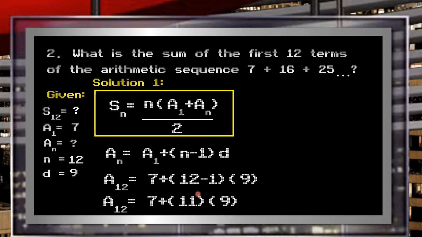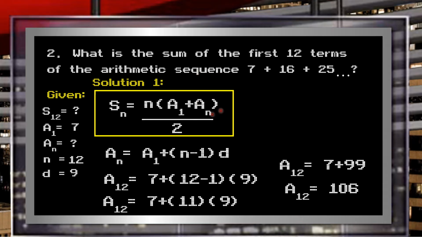So, we have 12 minus 1 is 11 times 9 plus 7. So, 7 plus 99, so ang a sub 12 natin ay 106. O, gagamitin natin yan ha. Ang a sub 12 natin ay 106, o yung last term natin ay 106. Now that we have n, a sub 1, a sub n, pwede na natin masolve yung s sub 12.